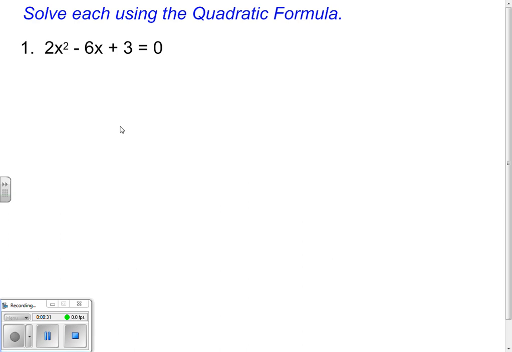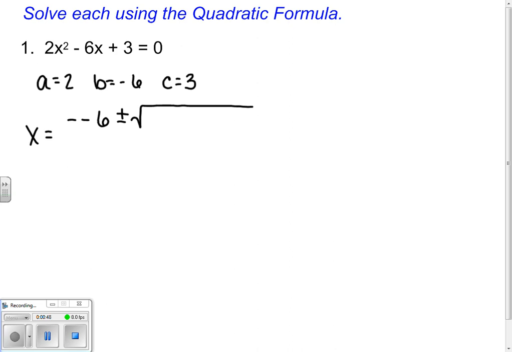Taking a look at number 1, we're going to do the same process that we did in the lesson before. I'm going to start by saying a is 2, b is -6, and c is 3. So the formula starts x equals negative b, which is the -6, plus or minus the square root of. Remember I said anytime that b value is negative and you square it in the calculator, make sure you throw parentheses around it. -6 squared is 36, minus 4 times 2 times 3, all over 2 times 2.